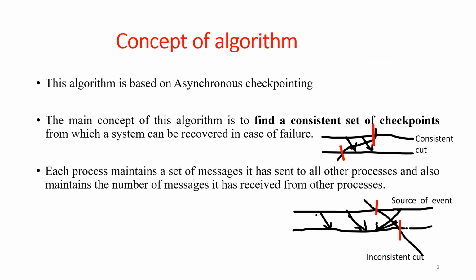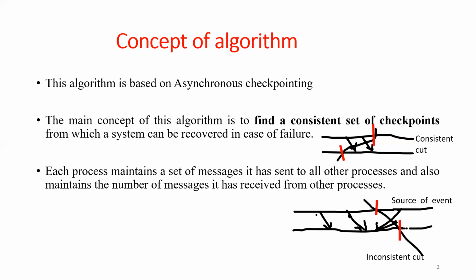So what is a consistent set of checkpoints? It means that while the checkpoints are taken, the sources of all messages should be inside the cut. But at the receiving end, the receiver may be outside the cut, on the right side of the cut line, or inside the cut, on the left side. The cut line can be taken such that the sources of all messages are inside the cut, or on the left side of the cut.